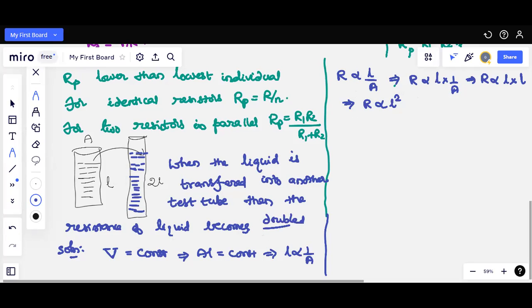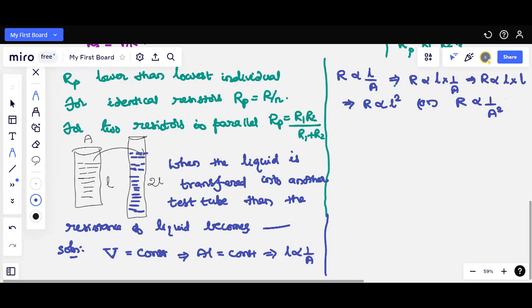Because not only the length is doubled, area is also changed. Both are changed. That's why R is directly proportional to L square. In any other numerical you can replace like this too. R is directly proportional to L by A, and if you replace 1 by A with L, you get R directly proportional to L square. L square means 1 by A square, so R is inversely proportional to A square also.